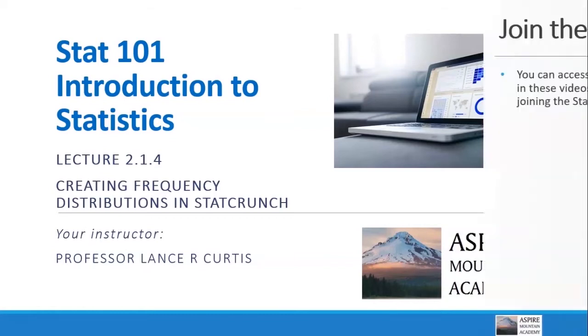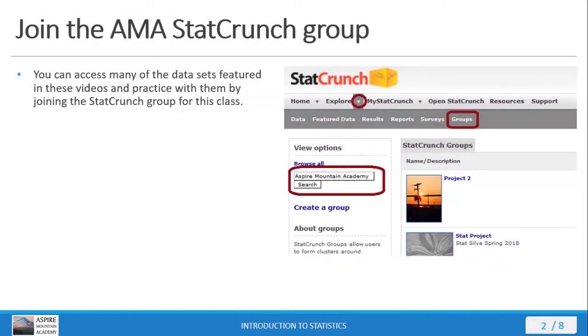Let's get started. Before we go into using StatCrunch to make a frequency distribution, you're going to need to access the data sets we'll be using. You can get that access when you join the Aspire Mountain Academy StatCrunch group. This group will serve as the repository for all the data sets we'll be using in this course.